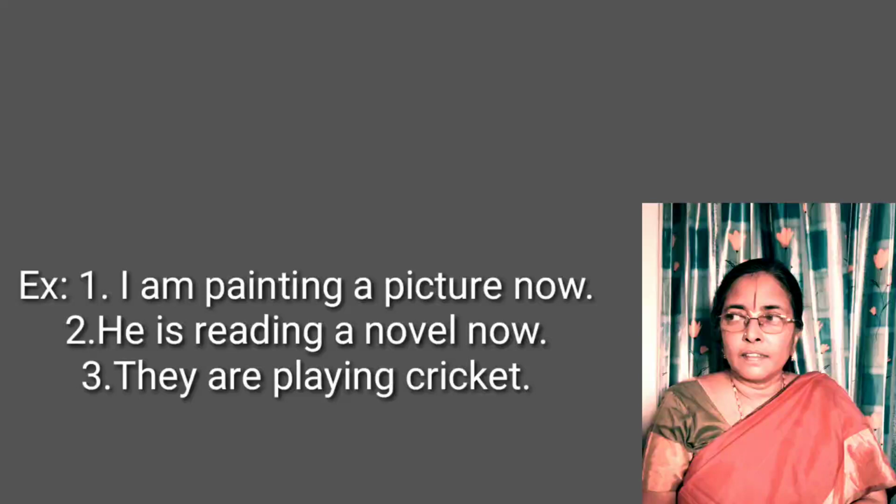Now come to the third sentence. They are playing cricket. What is the subject there? They. The subject is in plural form and it is in third person plural, right? As such, we have to use are. They are playing cricket. We can write some more examples to have better understanding of how we have to use be forms along with the subjects.